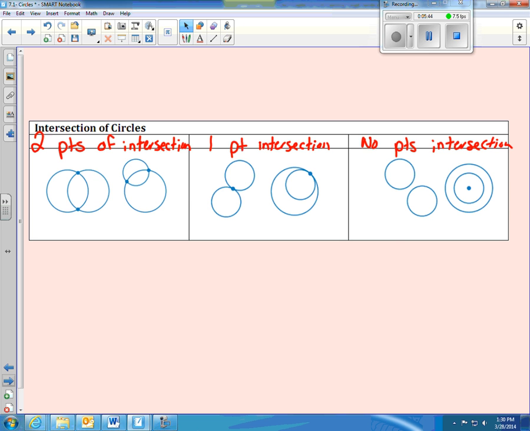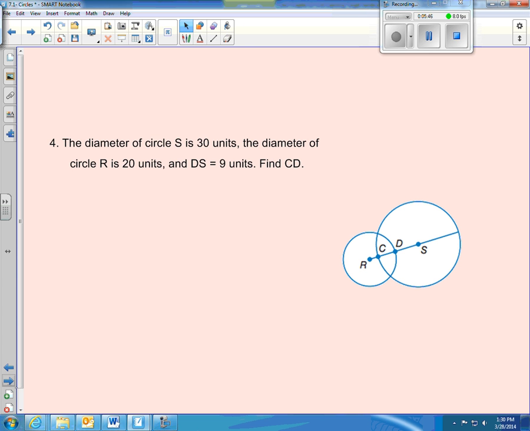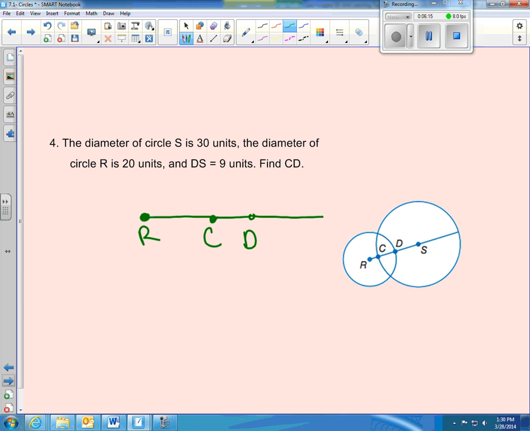All right. So using that idea of intersection, let's look at these next couple of problems. Problem 4 says the diameter of circle S is 30 units, the diameter of circle R is 20 units, and DS is 9 units. Find CD. Okay, so sometimes it's easier for me if I draw it out bigger, just so that I don't worry about overlap. So I have R, C, D, and S.